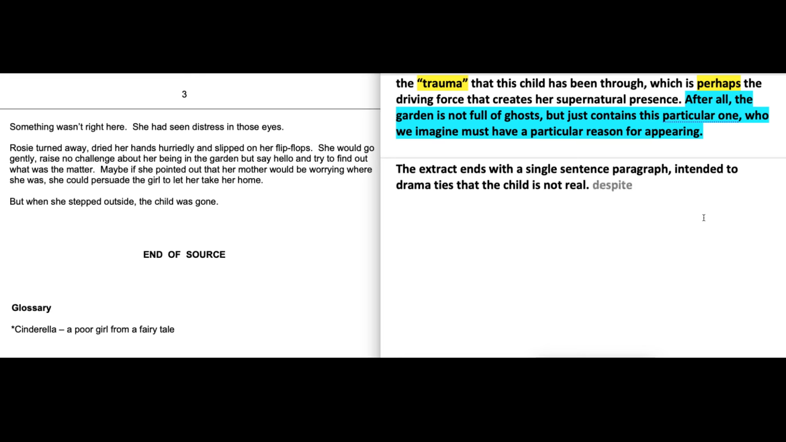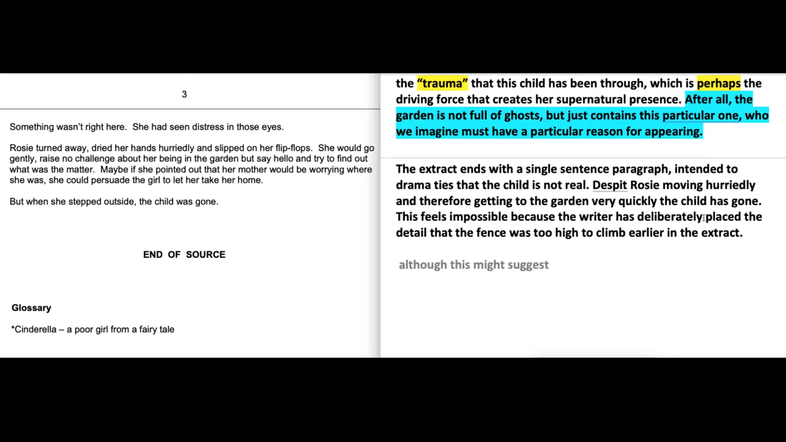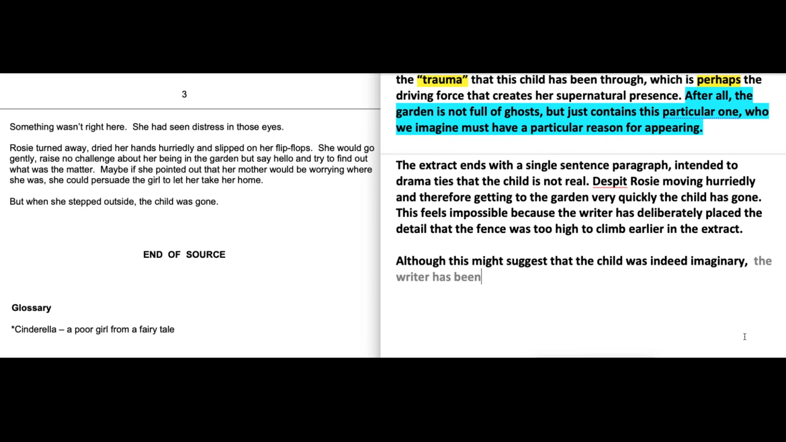Despite Rosie moving hurriedly and therefore getting to the garden very quickly, the child has gone. This feels impossible because the writer has deliberately placed the detail that the fence was too high to climb earlier in the extract. Although this might suggest that the child was indeed imaginary, the writer has been careful to point us in a different direction with another short sentence.